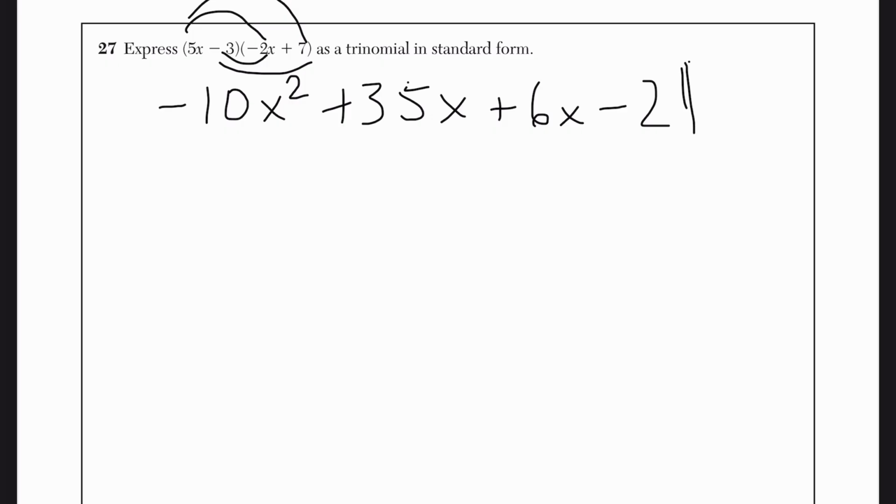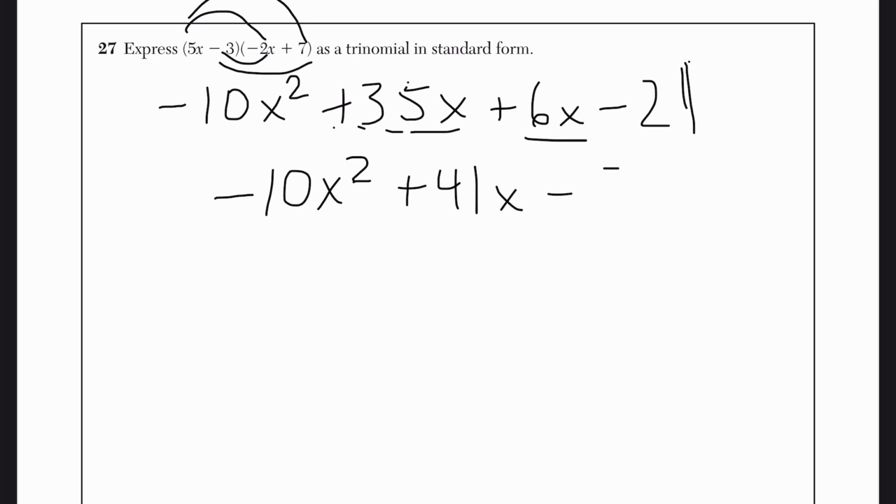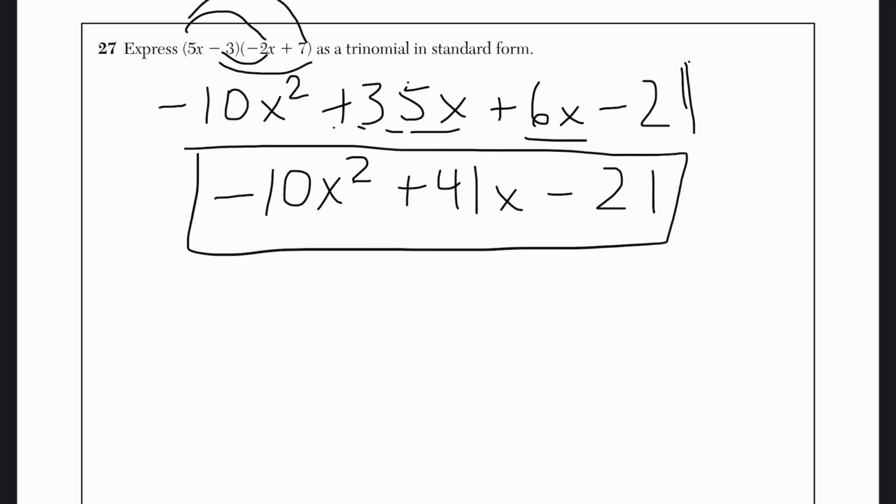And they say we need a trinomial in standard form. Don't even let that confuse you. Just simplify. Basically, that's all it's saying. So -10x squared. We can add these like terms together. Plus 41x minus 21. Perfect.